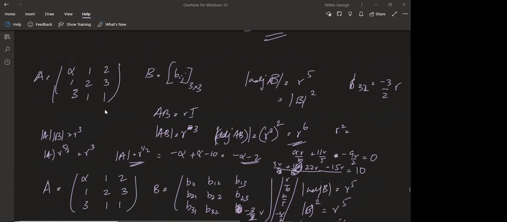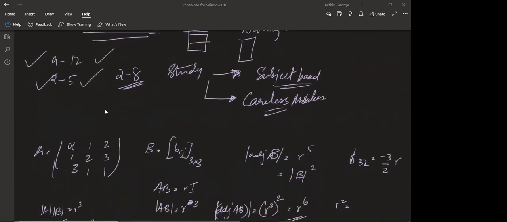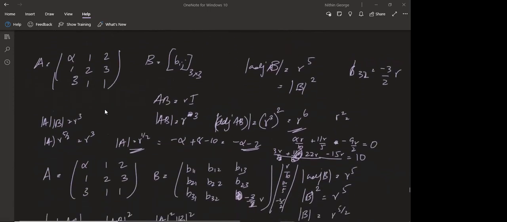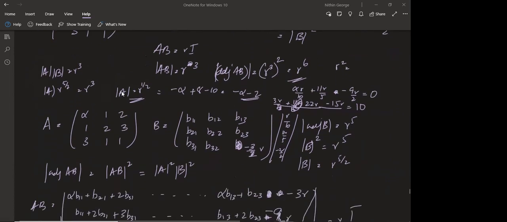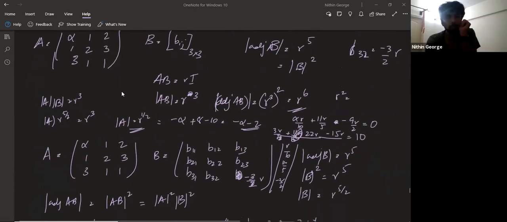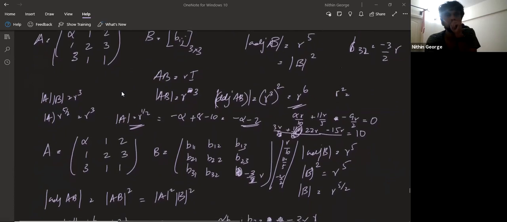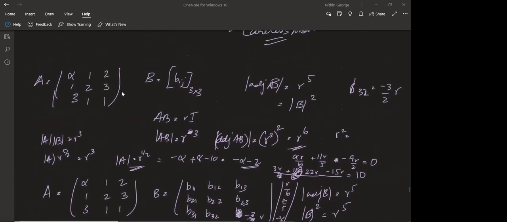Yes, sir. First, I took determinant of adjoint of AB as determinant of adjoint of B into determinant of adjoint of A. And then determinant of adjoint of B is already given, which is R to the power 5. So I had to find adjoint of A, but I couldn't find the value of alpha.